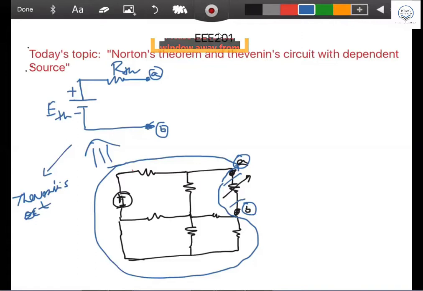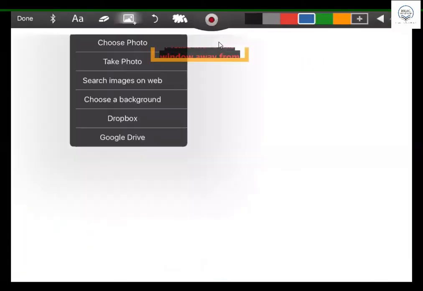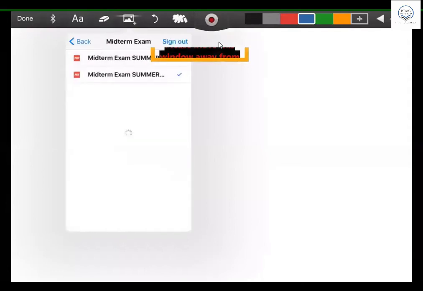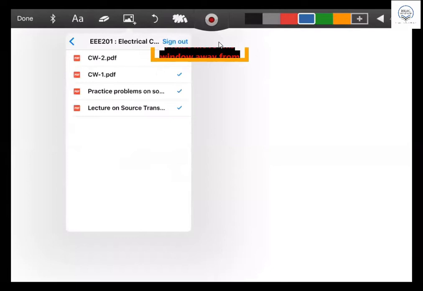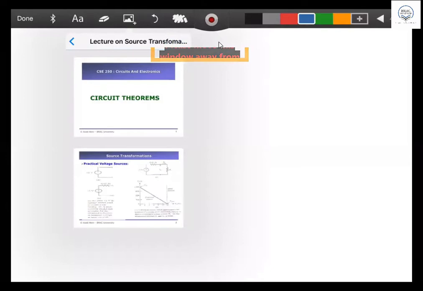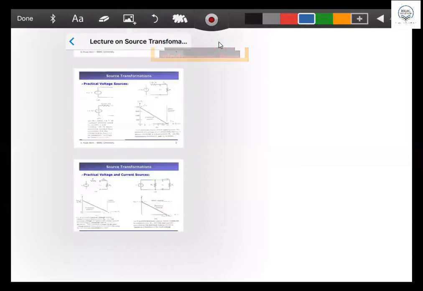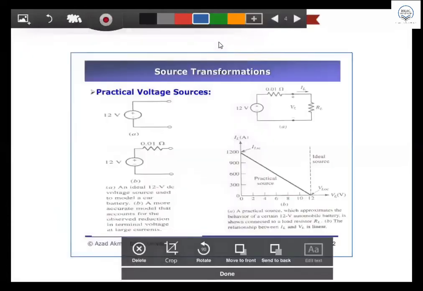You haven't seen this sort of circuit representing what? None of you can remember what this sort of circuit looks like? Okay, now can you remember? Look. Can you see the circuit? Yes, sir.